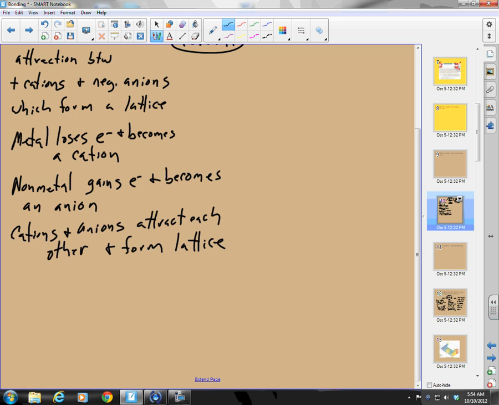Cool. Now, what's a lattice? Do you guys understand what a lattice is? I think of it kind of like a chain link fence made up of cations and anions. So we'll take something like NaCl. Na is a metal, right? So what's going to happen? That metal is going to lose an electron and become Na plus. Cl is a nonmetal. It's going to gain an electron and become a Cl minus. And then my Na plus and Cl minus attract each other.